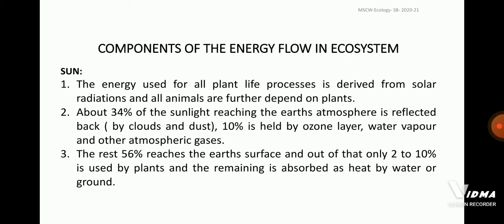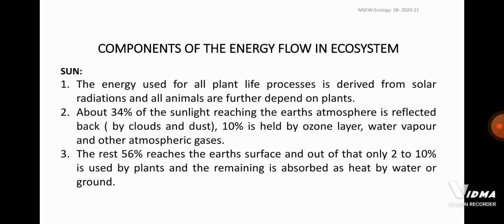The various components of the energy flow in the ecosystem are: first, the sun. Here the energy used for all plant life processes is derived from solar radiations, and all animals are further dependent on the plants for their food.